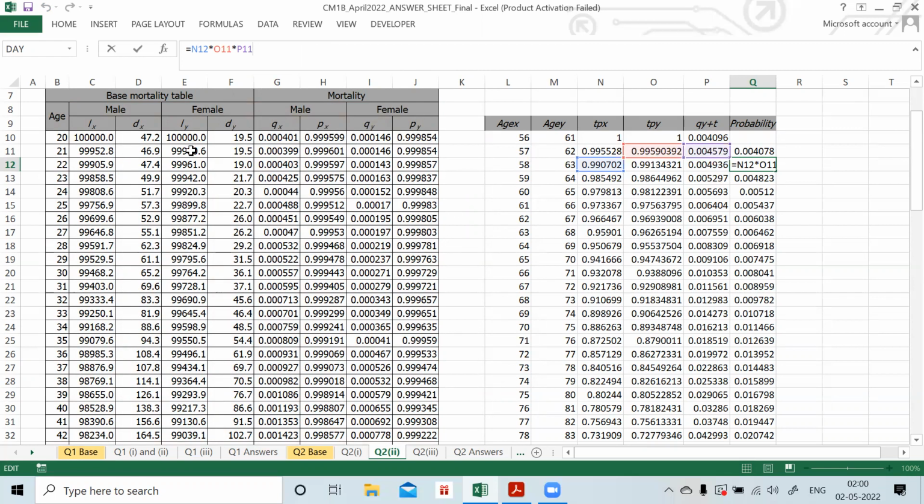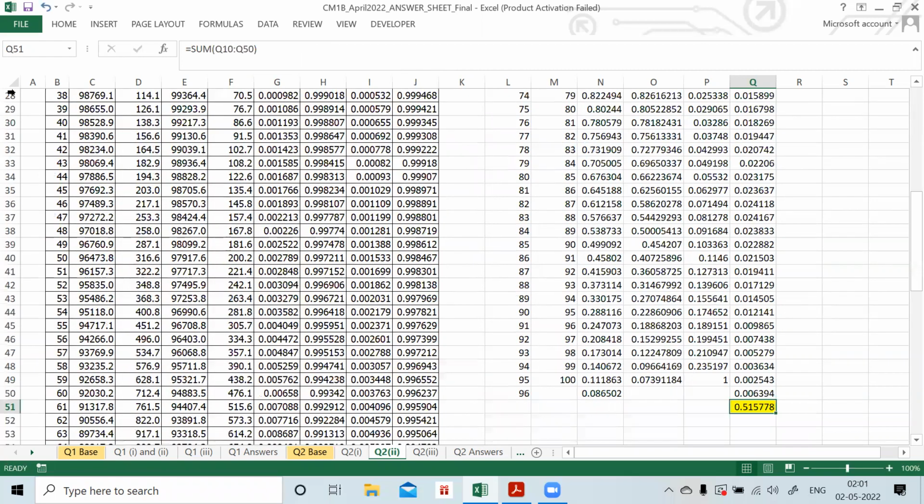So the probability of female being alive till the point of time, into the probability for her to die, into the probability of male being alive at that point of time, and summing this up will give us the probability that male will die after the female.